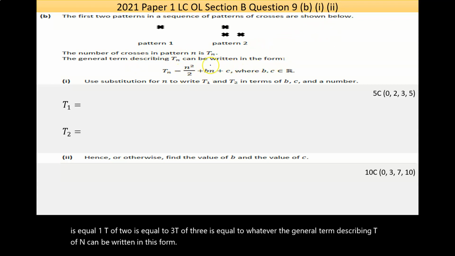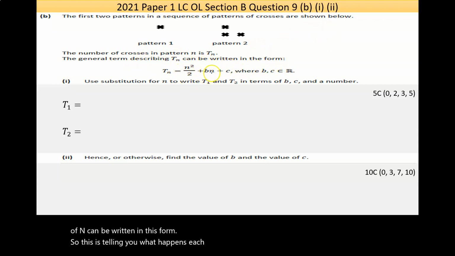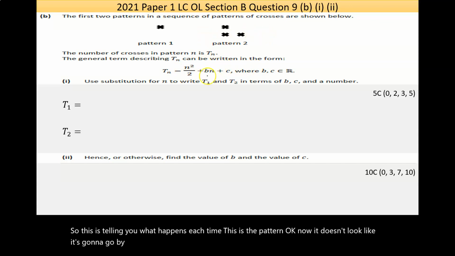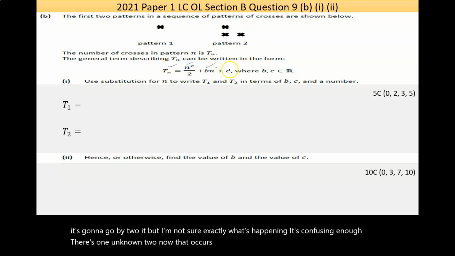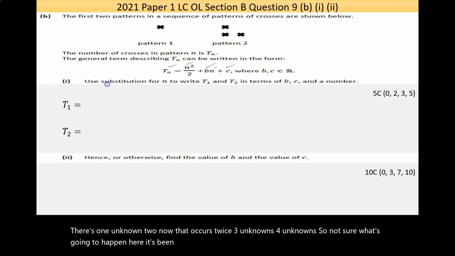So this is telling you what happens each time. This is the pattern. Now it doesn't look like it's going to go up by 2, but I'm not sure exactly what's happening. It's confusing enough. There's 1 unknown, 2, now that occurs twice, 3 unknowns, 4 unknowns. So not sure what's going to happen here. It's been a while since I've done this question.